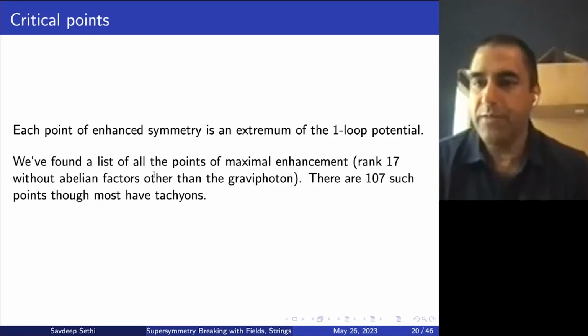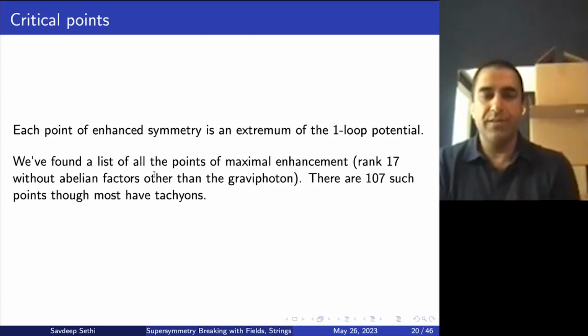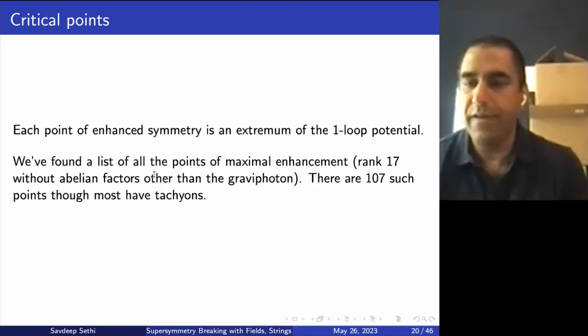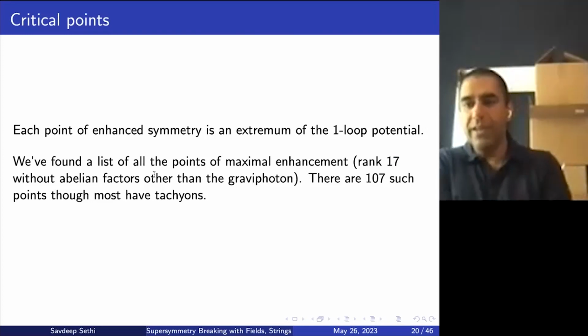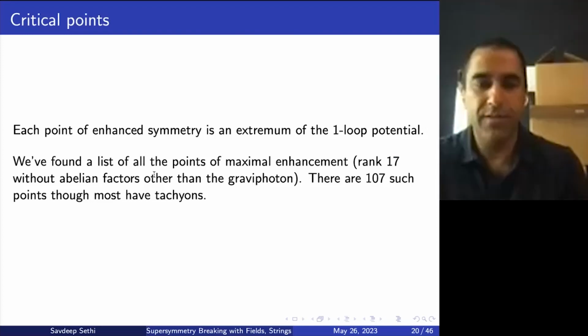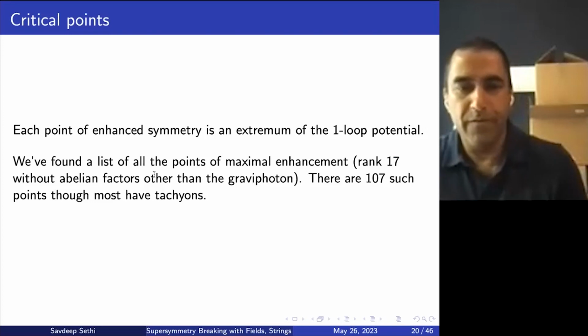And what we mean by maximal enhancement is a rank 17 gauge group without any abelian factors other than the graviphoton. The graviphoton never gets enhanced in this story. It just sits there as a U1 that's just floating around. So we don't worry about the graviphoton, but we worry about all of the gauge bundle coming from the left movers. There are 107 such points on the circle, though most of them have tachyons.